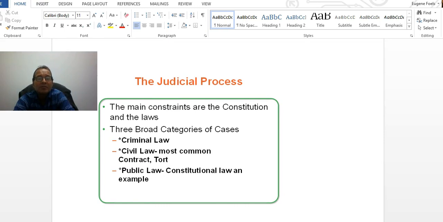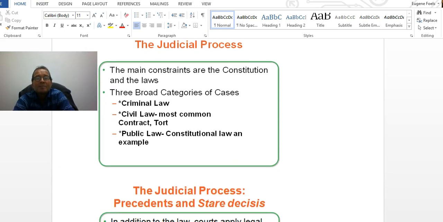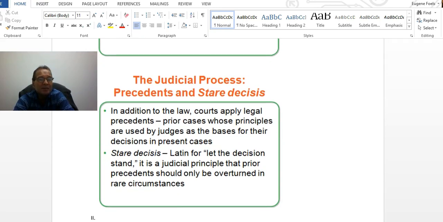And here again is another slide telling you the three types of law. Be familiar with them. Precedent and stare decisis. Stare decisis is another Latin term. Latin is very important in the law, and it literally means let the decision stand. It is the judicial principle that prior precedents should only be overturned in very rare circumstances, and especially at the Supreme Court level, this is a concept that is followed.